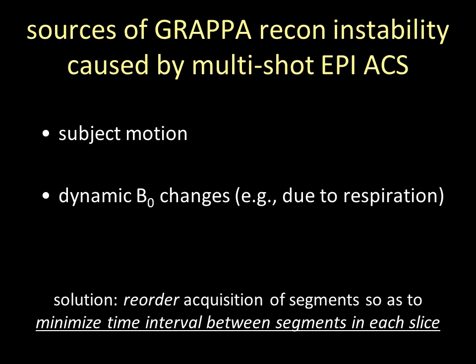So the question is, why might there be a temporal instability in the GRAPPA reconstruction across slices when using segmented EPI as ACS? Well, we know that multishot EPI is vulnerable to subject motion and dynamic B0 changes such as those driven by respiration. So the solution we came up with, to remove this vulnerability, was to simply reorder the acquisition of segments in multishot EPI to minimize the time interval between segments within each slice.